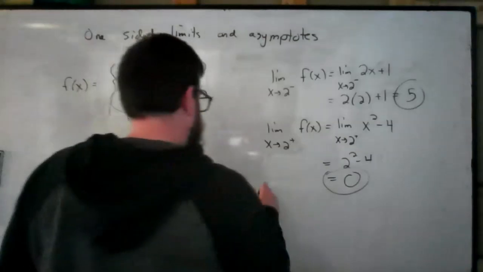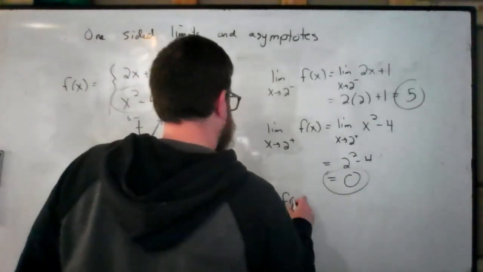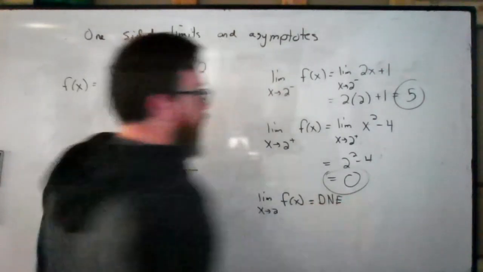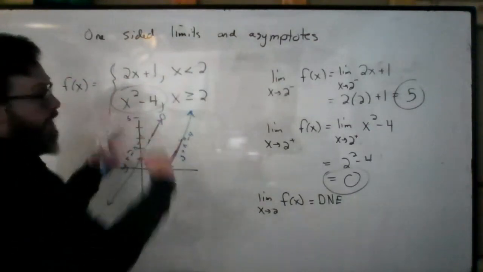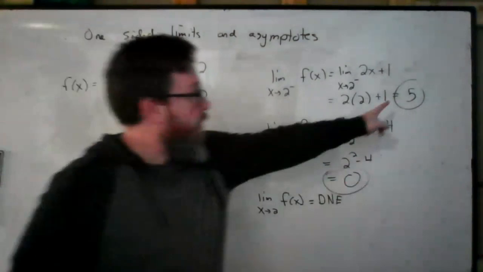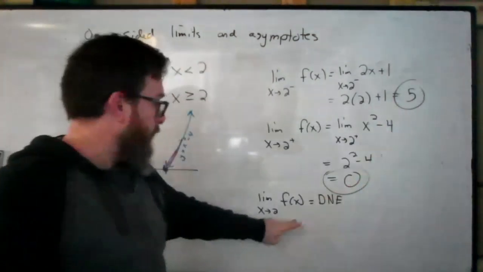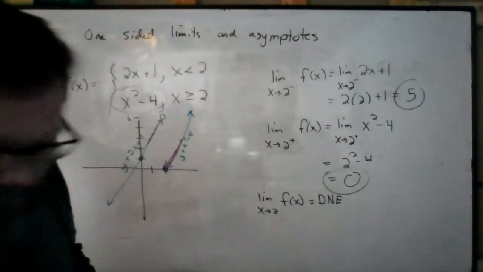But if I asked you what's the limit as x approaches 2 of f of x, we'd say it does not exist. Because for a limit to exist, the limit must exist from both directions, and the limit must be the same, and it's not. The y value of the left side is 5, and the y value from the right is 0. So that's why the actual limit doesn't exist. It just has limits from left and right.